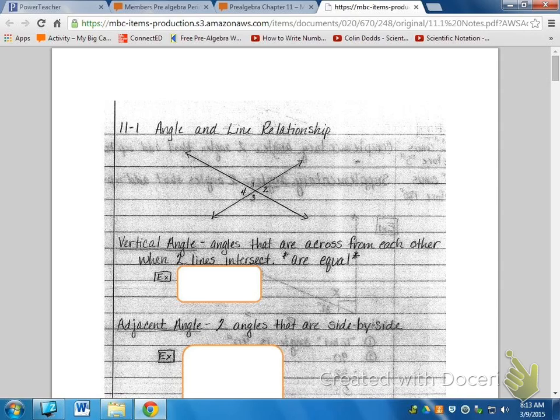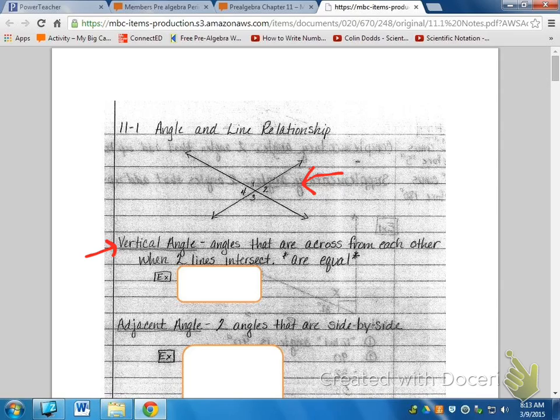Angle and line relationship. So first we're going to start with two intersecting lines. And when you have two intersecting lines, what is formed is four angles. Okay, and the four angles that are formed, you could call them a couple of different things. First one, vertical angles. And vertical angles are angles that are across from each other when two lines intersect. And they're also equal in their measurement, which is really the most important part of that.